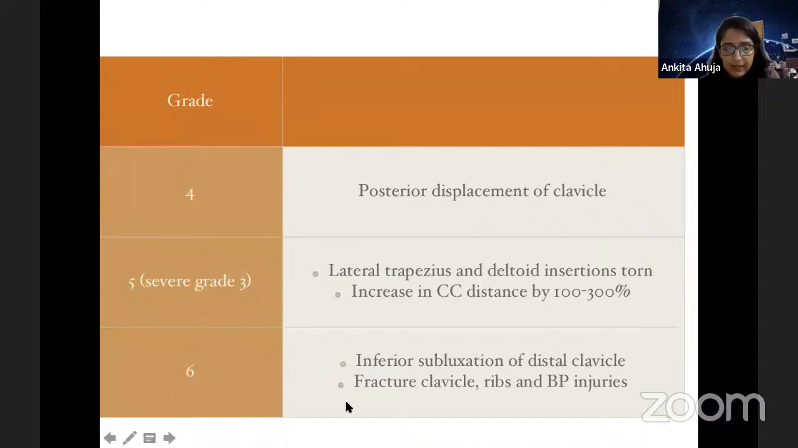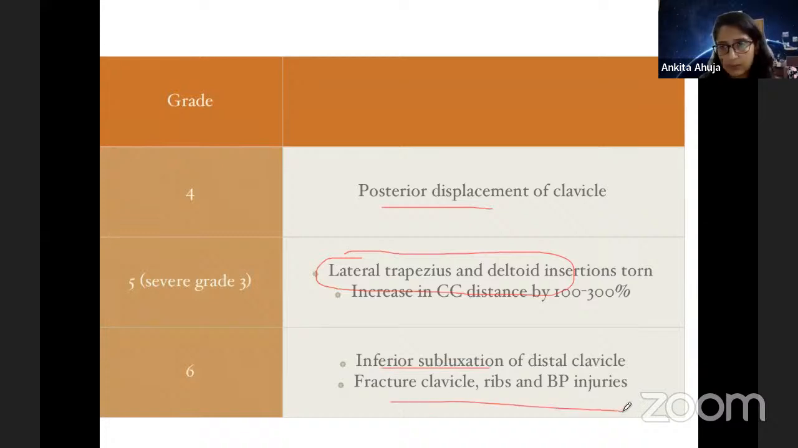Grade 4, 5, and 6, just to sum up the topic: grade 4 is when you have posterior displacement. Grade 5 is when you have, in addition, muscle injuries, and grade 6 is inferior subluxation with fractures and multiple injuries, brachial plexus injuries, rib fractures, and everything.